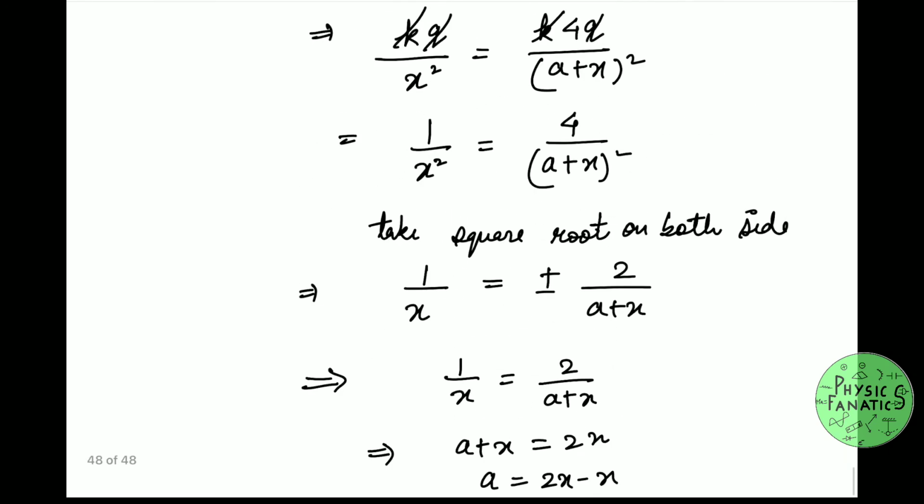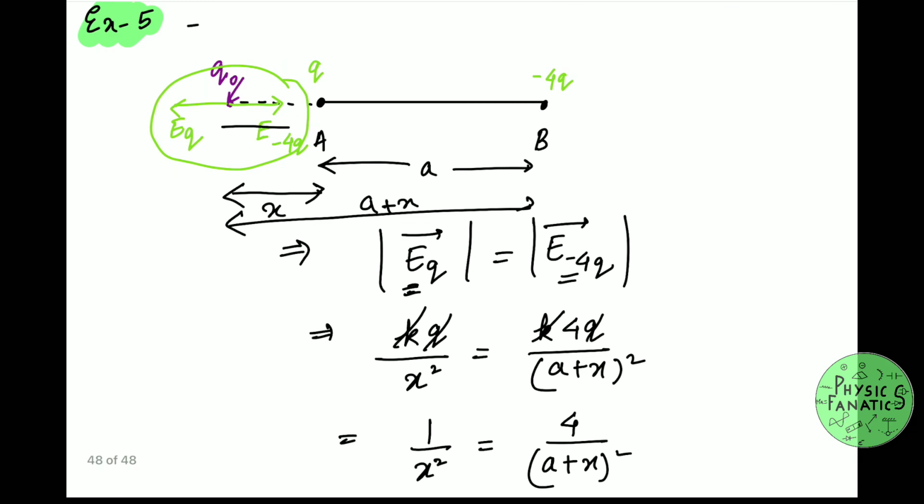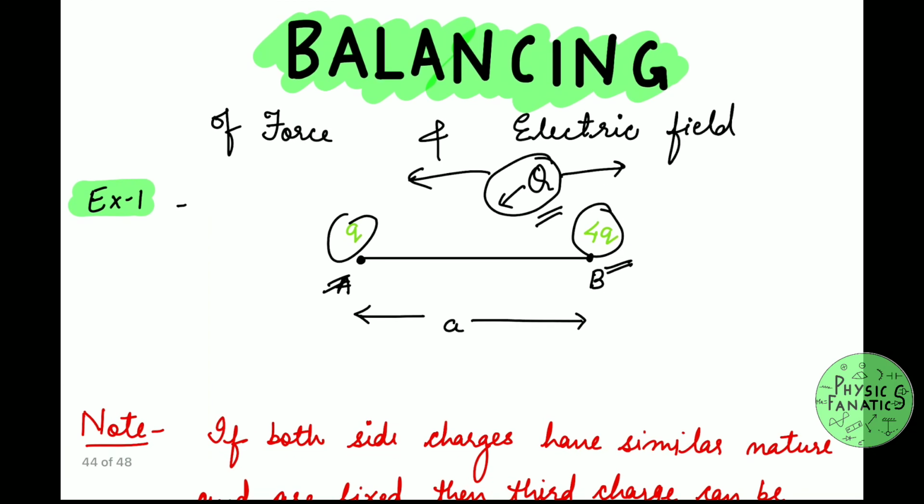Now what does that mean? It means that this distance is a, and this distance is a. That means your point C, the place where you place your q naught charge, is actually a distance away from point A. I hope that is understandable. So that was all about balancing of force and electric field.